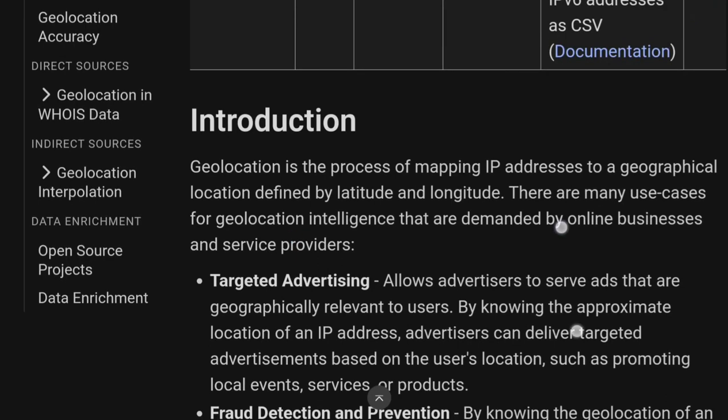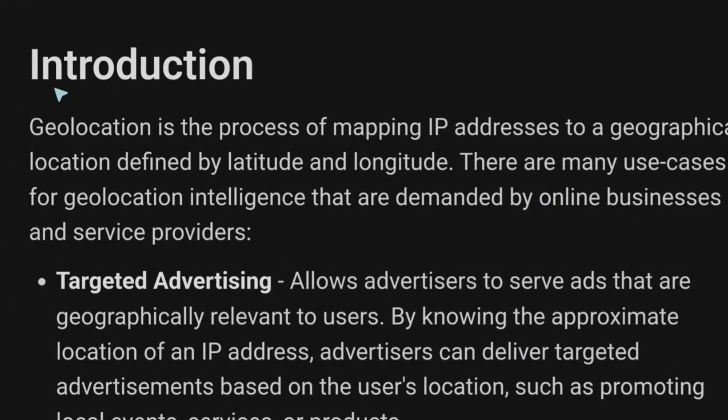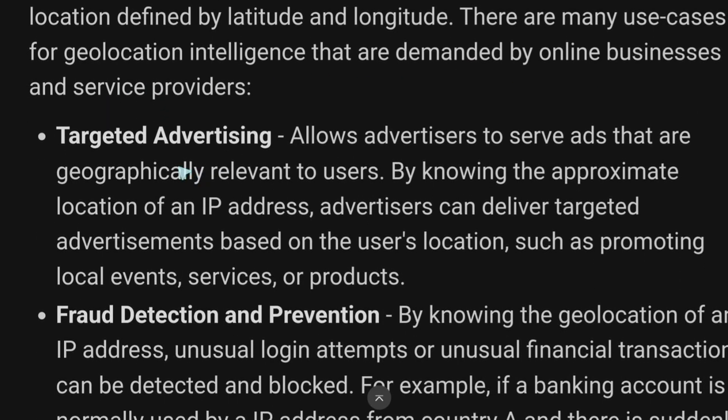Let's read a little bit about this. We won't scan the whole thing, but we'll do some reading. Introduction. Geolocation is the process of mapping IP addresses to a geographical location defined by latitude and longitude. There are many use cases for geolocation intelligence that are demanded by online businesses and service providers.